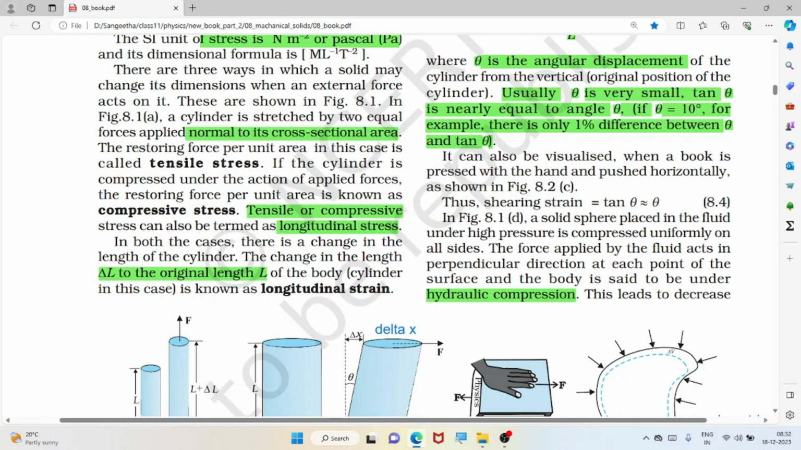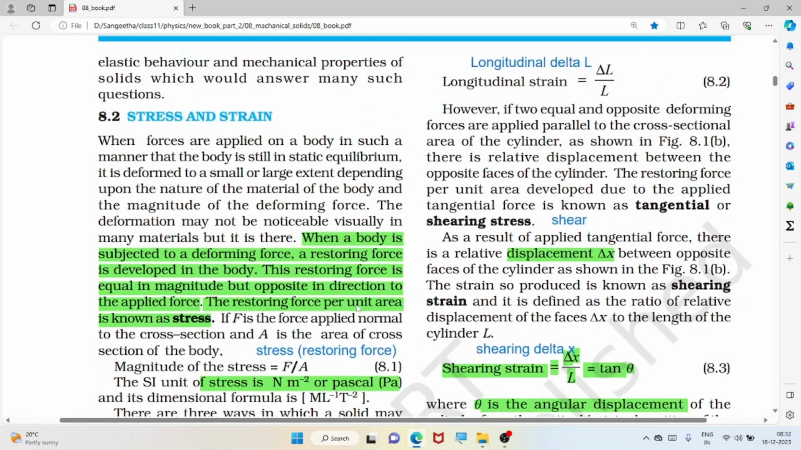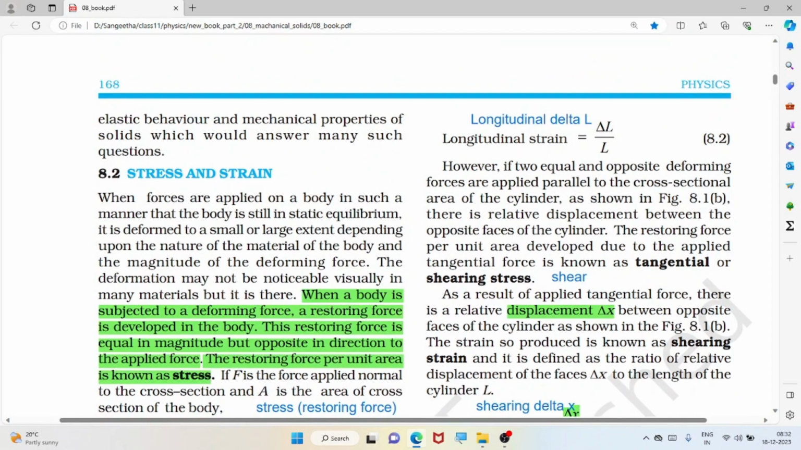This tensile or compressive stress can also be termed as longitudinal stress. This is the longitudinal strain, delta L. Change in length divided by the original length is the longitudinal strain. Longitudinal strain is delta L by original length.